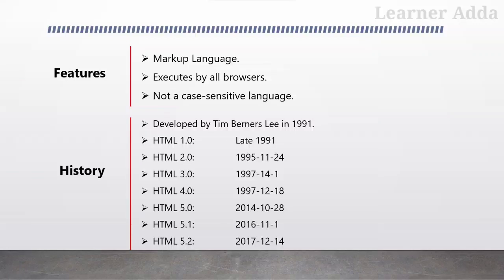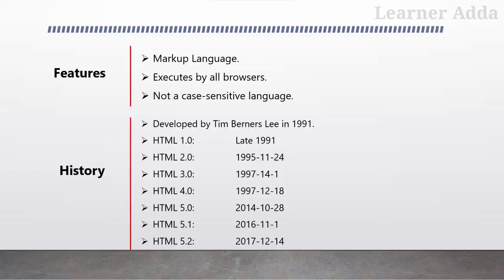History of HTML. HTML was developed by Tim Berners-Lee in 1991. HTML 1.0 was released in 1991, HTML 2.0 in 1995, 3.0 in 1997, HTML 4.0 in December 1997. HTML5 was released in 2014. HTML 5.1 was released in 2016, and HTML 5.2 in 2017. And it is in active development right now.